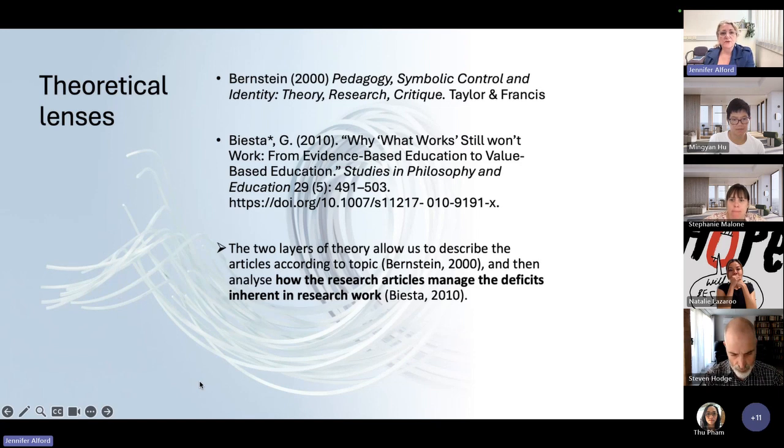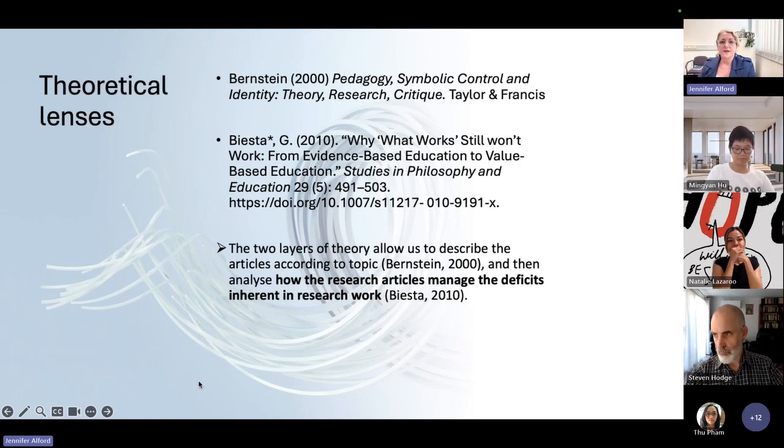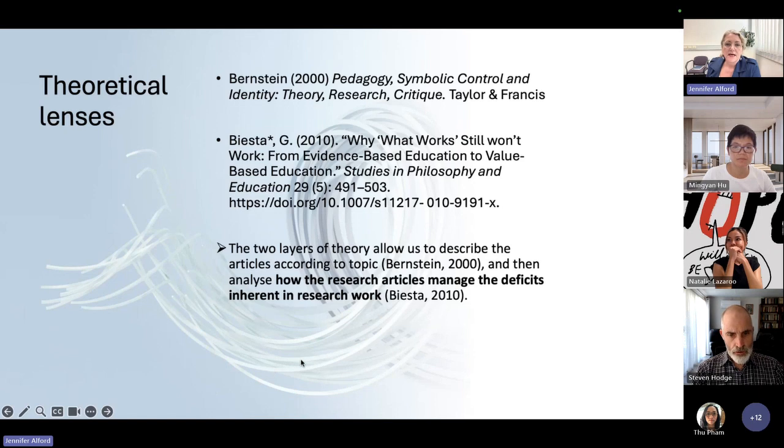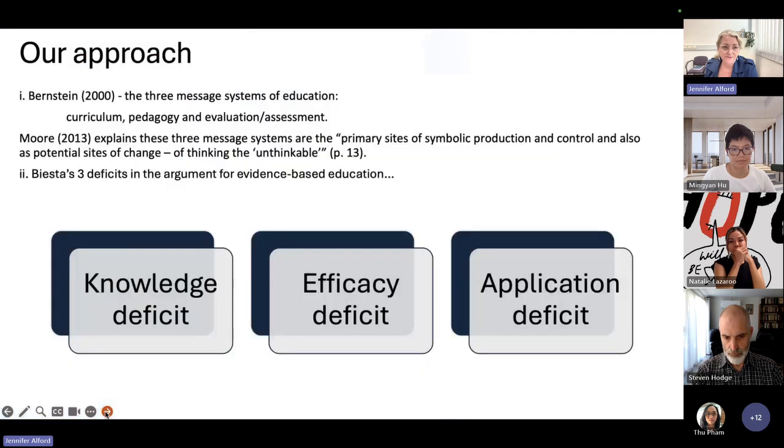So what did we do? We took a couple of theoretical lenses, Bernstein's message systems, and some theoretical concepts from Biesta's 2020 work called Why What Works Still Won't Work, from evidence-based education to value-based education. It's quite an interesting read. And so these two layers of theory allowed us to describe the articles according to the topic, and then to analyse how the research articles manage the deficits inherent in research work.